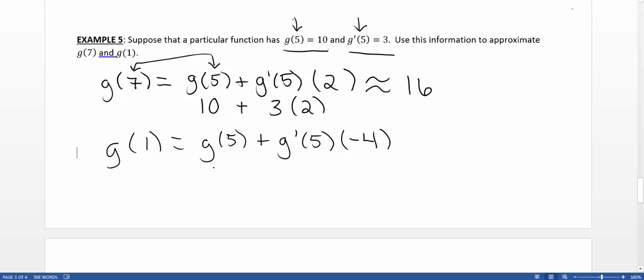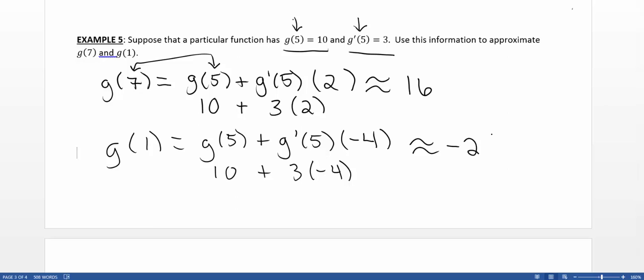So again, we plug in our values. And again, we're going to do the multiplication part first. 3 times negative 4 is negative 12. And negative 12 plus 10 is going to give me negative 2. So my approximation for the value of this function at 1 is negative 2.